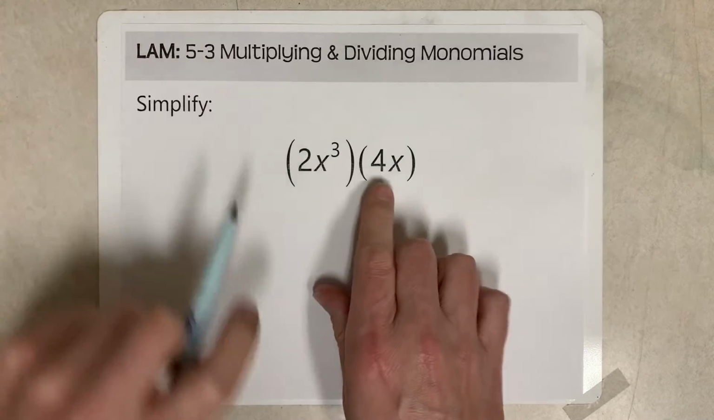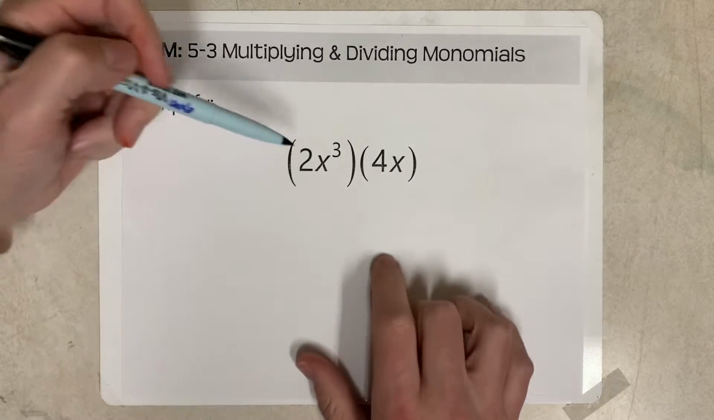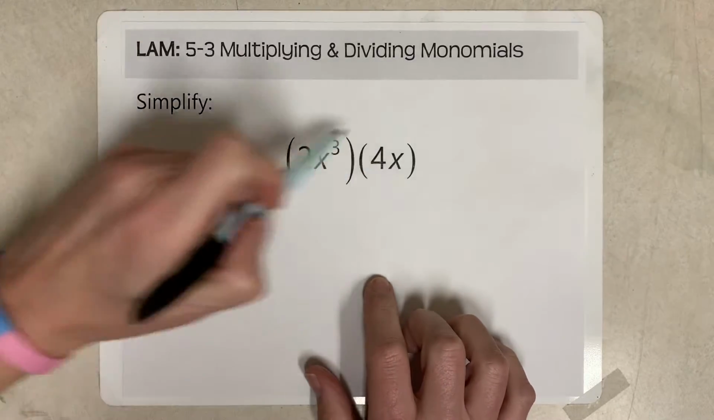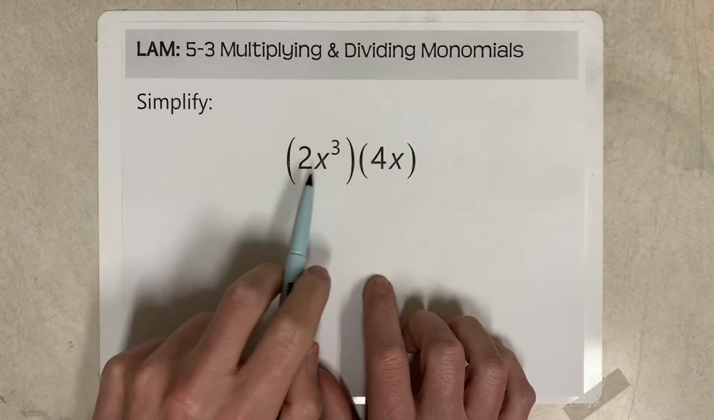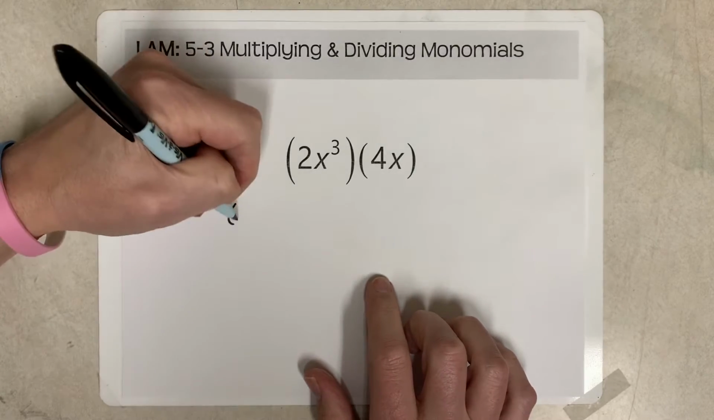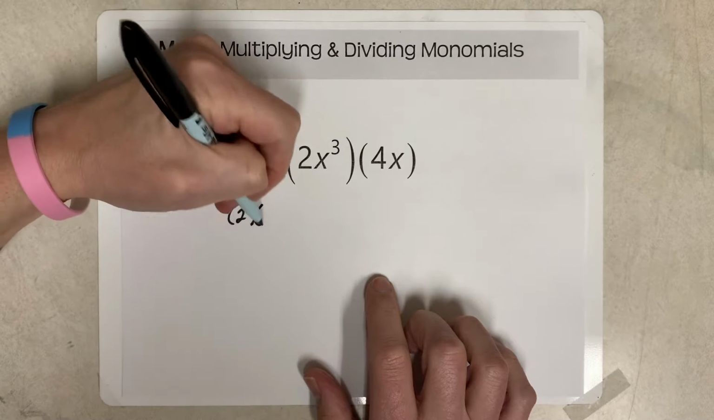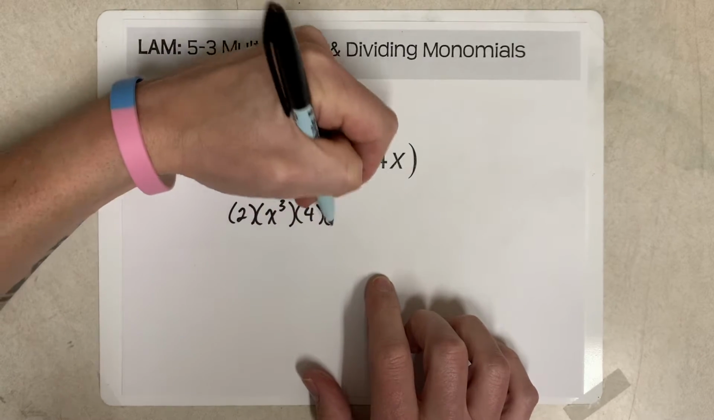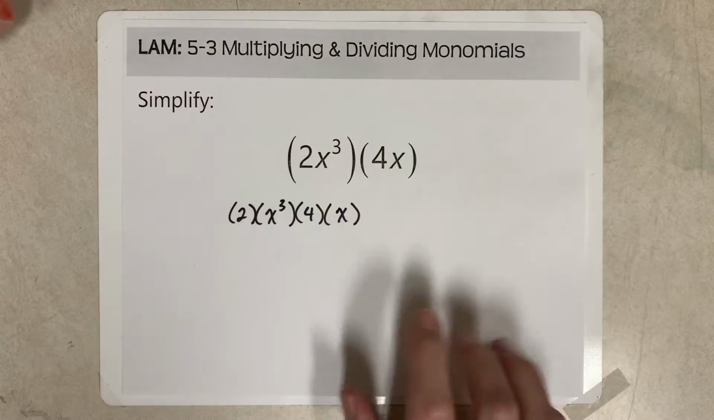So in this one, we're going to multiply these two monomials together, 2x cubed times 4x. And what we do is everything is multiplied together. It's 2 times x cubed times 4 times x. They're all multiplied together. You could actually do this if you wanted to. You could actually take every one of these and separate them in their own parentheses like that.